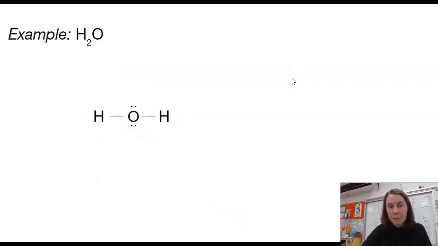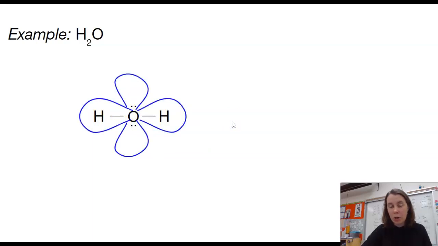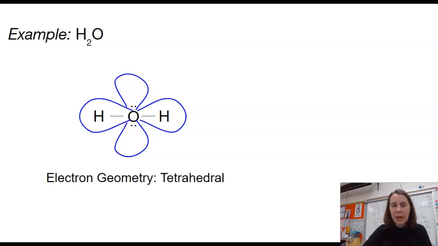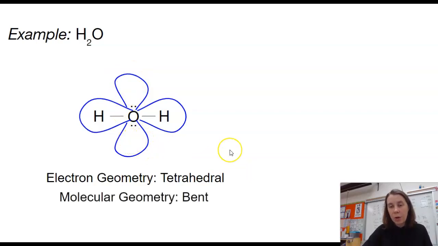All right, and last but not least, we're going to do water. Water is H2O. The oxygen goes in the middle. It has 2 lone pairs. So those plus the 2 hydrogens will give us 4 electron groups. So that's an electron geometry of tetrahedral. And remember that if 2 of those groups we can't see, that gives us a bent shape with an angle of 109.5, or a little less than 109.5.